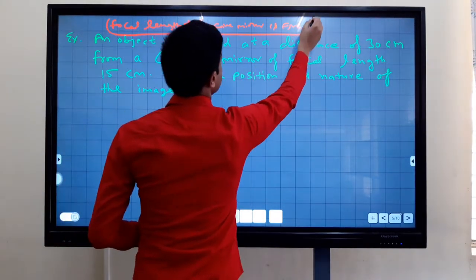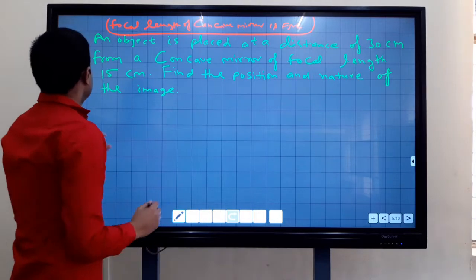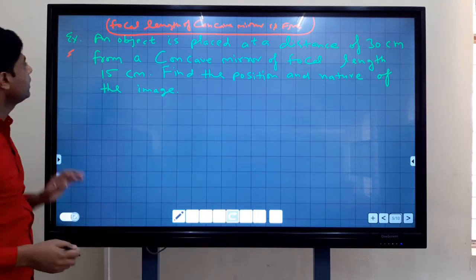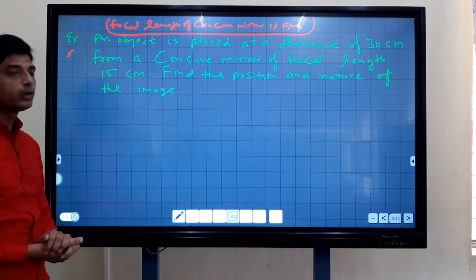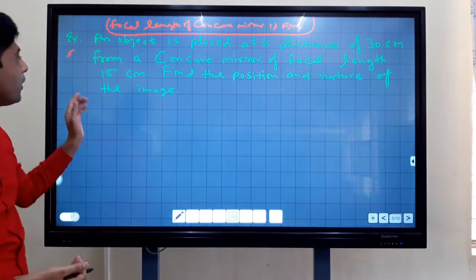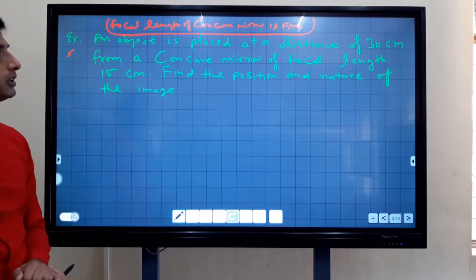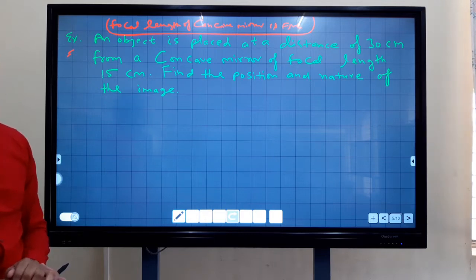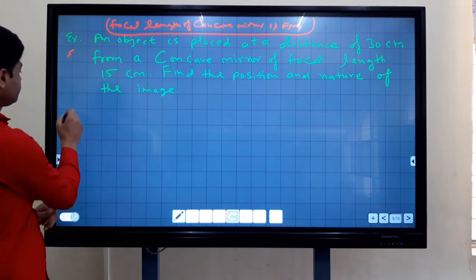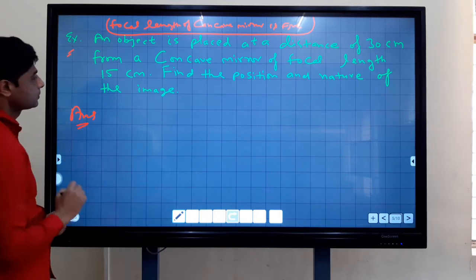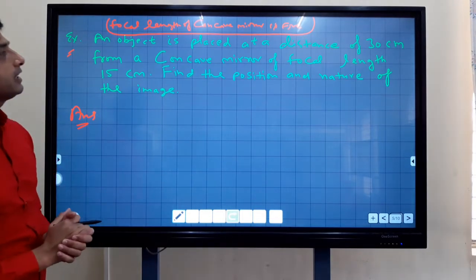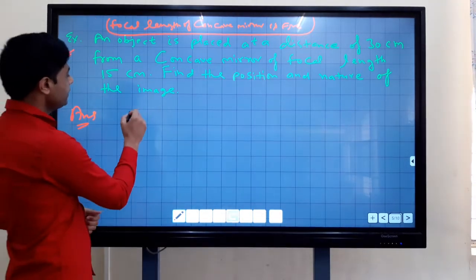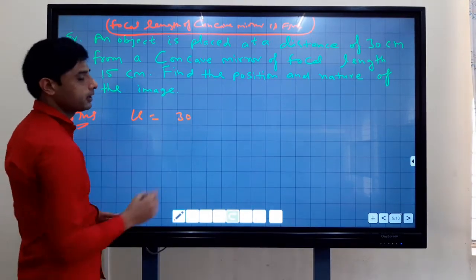Okay, now here is the numerical. An object is placed at a distance of 30 centimeter from a concave mirror of focal length 15 centimeter. Find the position and nature of the image. So according to the question, an object is placed at a distance of 30 centimeter. It means u equal to 30 centimeter.